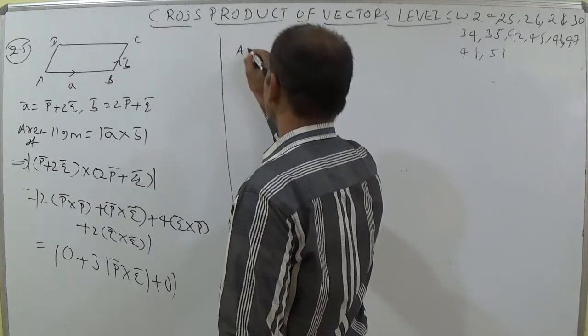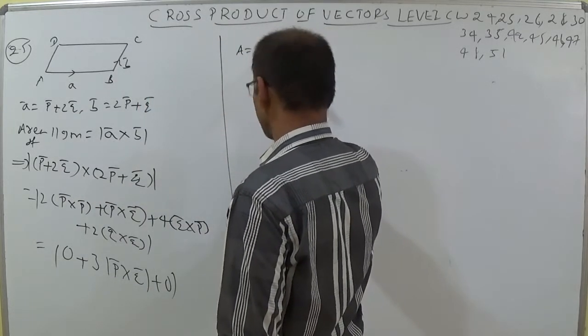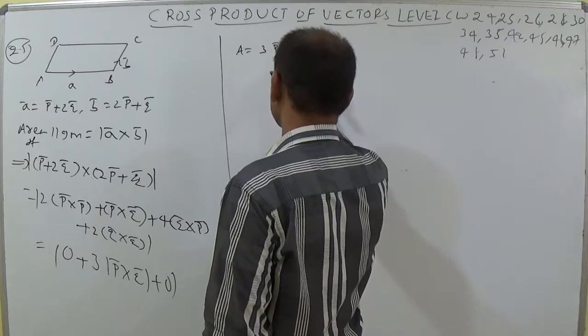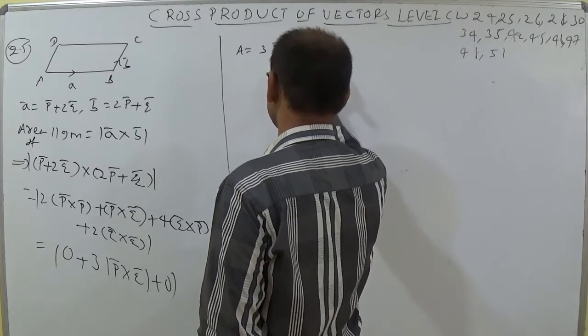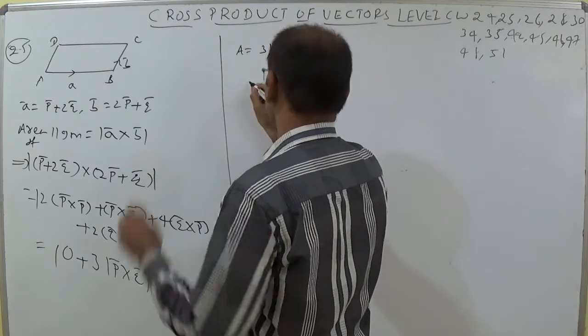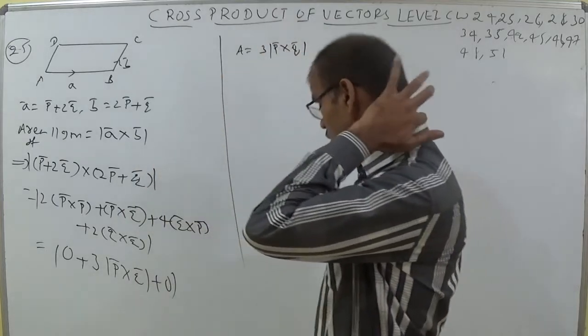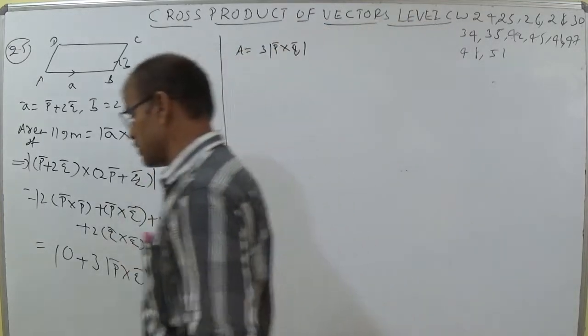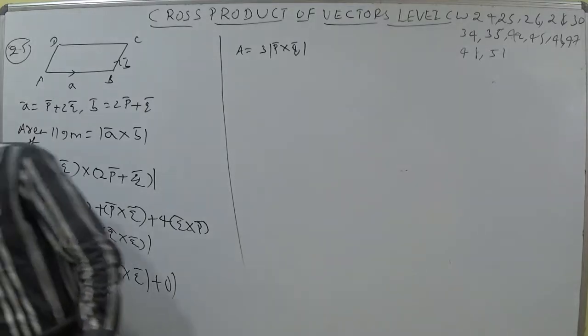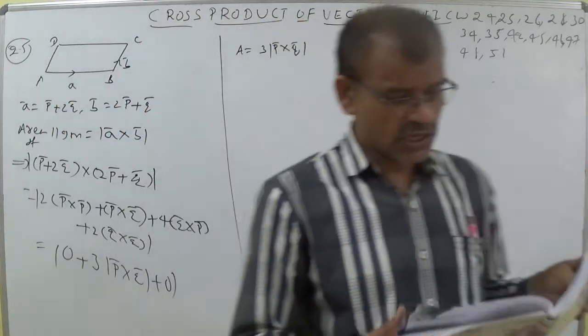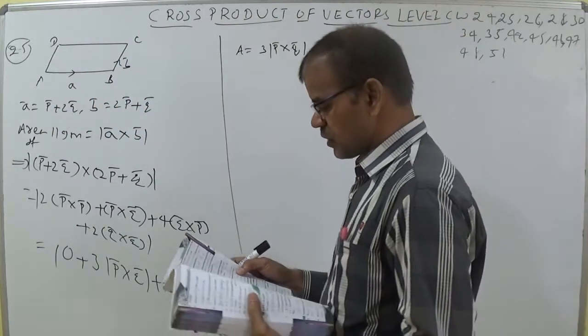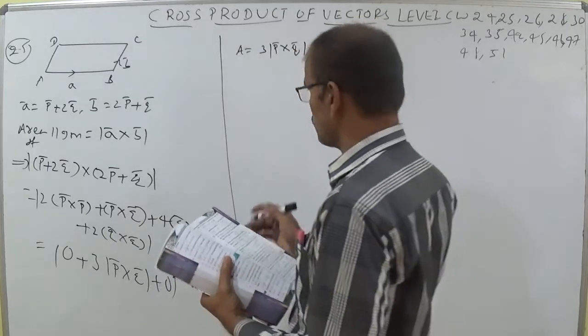So area a cross b became, in terms of p and q, 3 into p cross q over modulus. Now what is the value of 3 into p cross q? If he gives mod p, mod q and the angle, we can use the formula, otherwise we should square both sides. He has given that the vectors p and q are unit vectors.